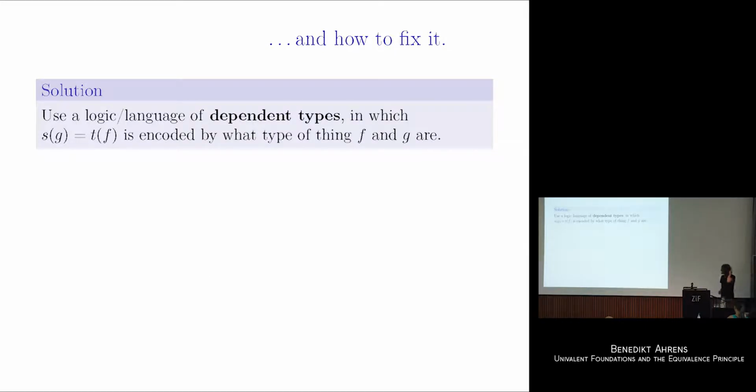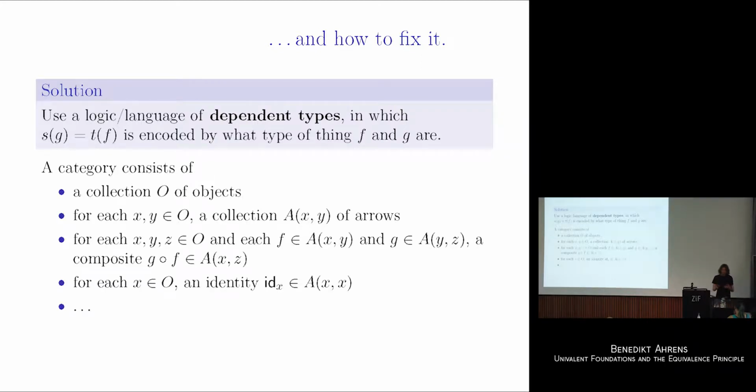We can, if we use a logic or a language of dependent types. So this logic or language of dependent types must encode this information that the source of an arrow is the same as the target of another arrow, somehow by using these dependent types. So the definition of categories using dependent types or dependent collections can look like this.